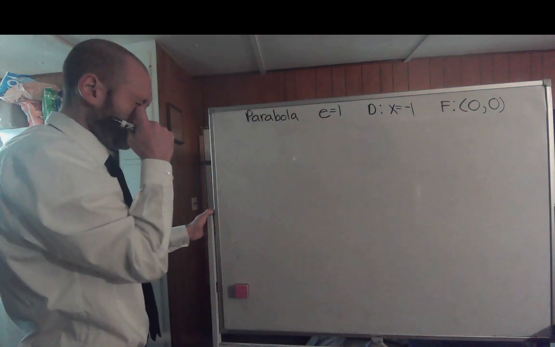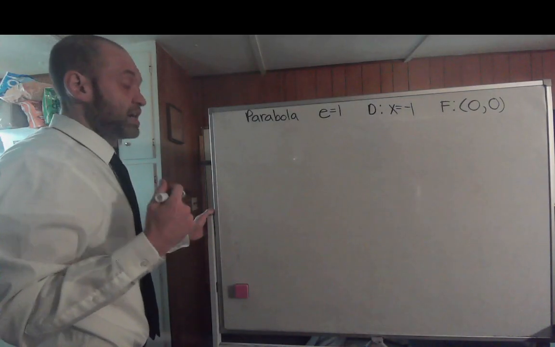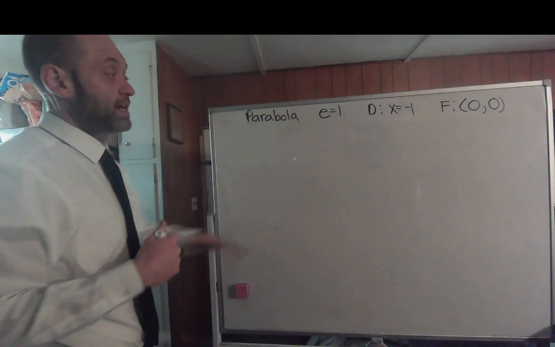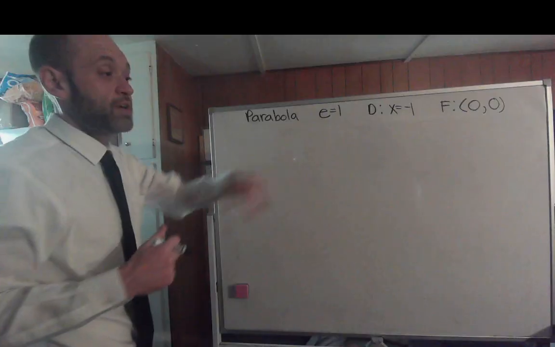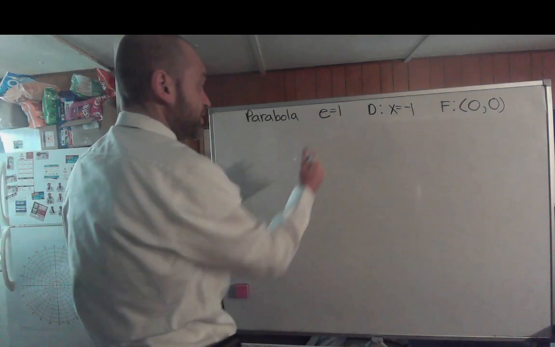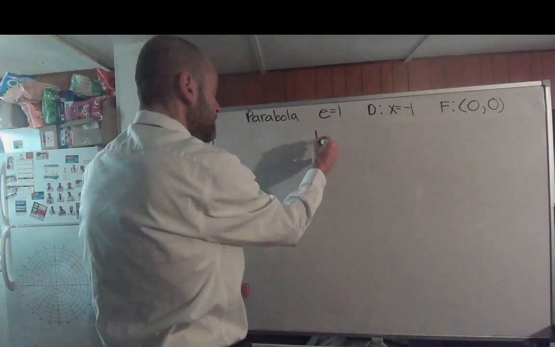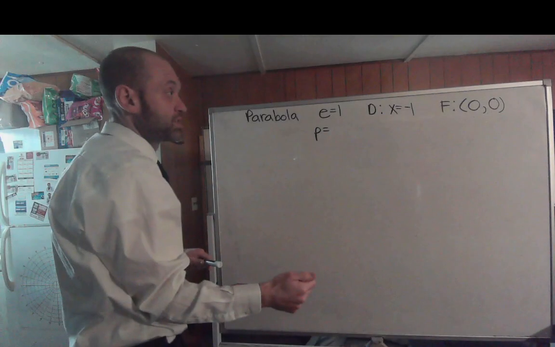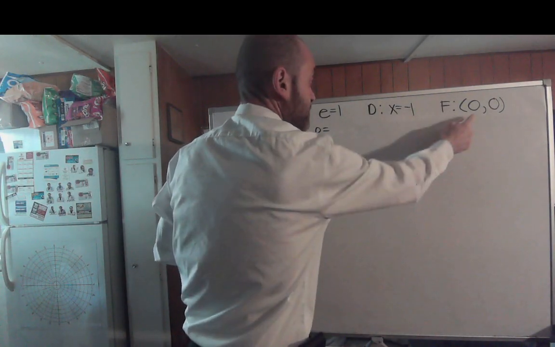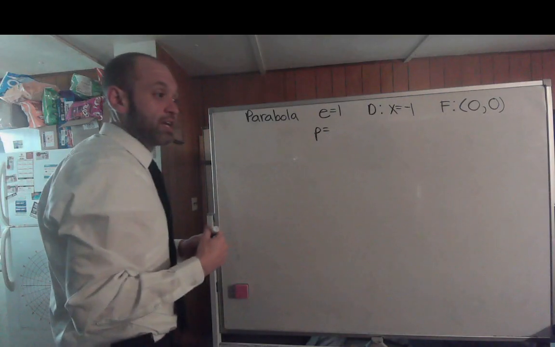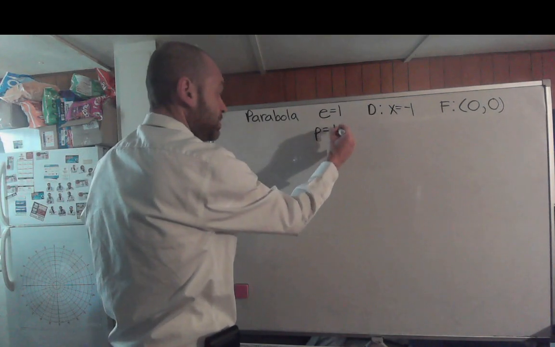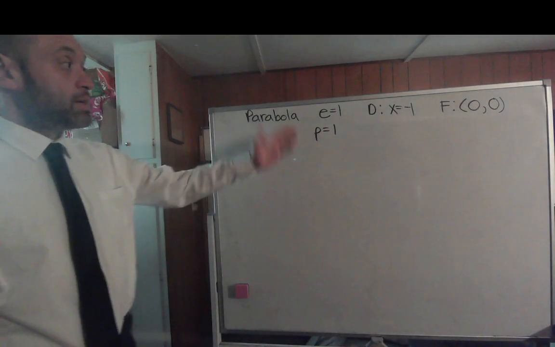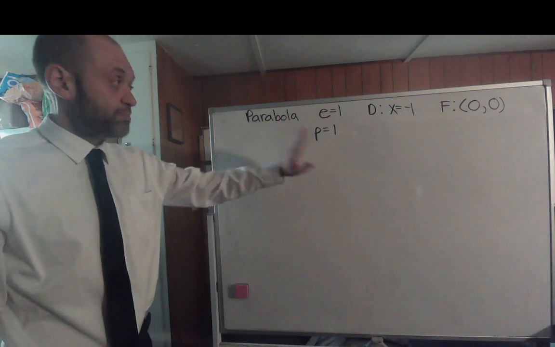Well, a couple of things we need to look for. We need the eccentricity, which we already have. The next thing we need to find is P. P is always the distance from the focus to the directrix. Well, you have an x-coordinate of 0 and an x-coordinate of -1. Well, it's just a distance of 1. Therefore, you have P equals 1.